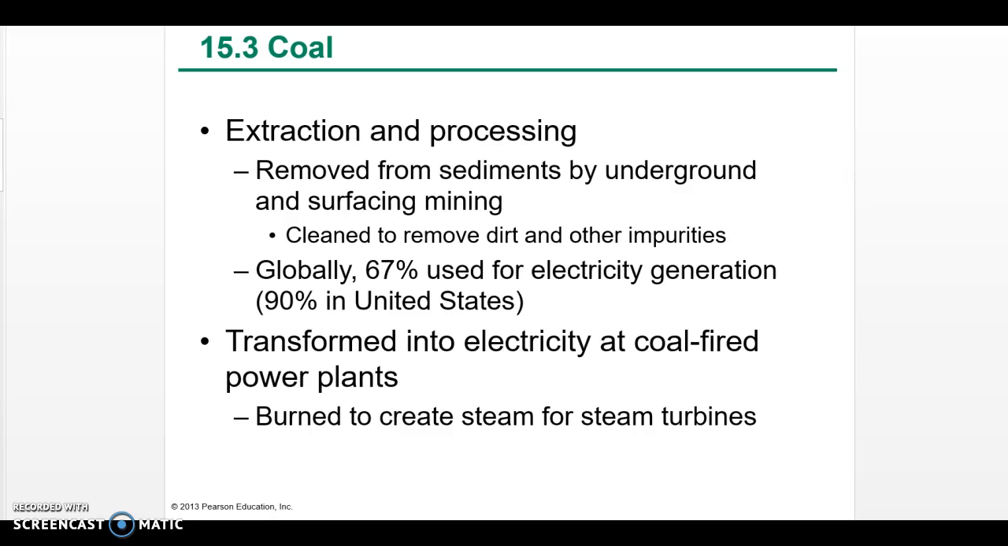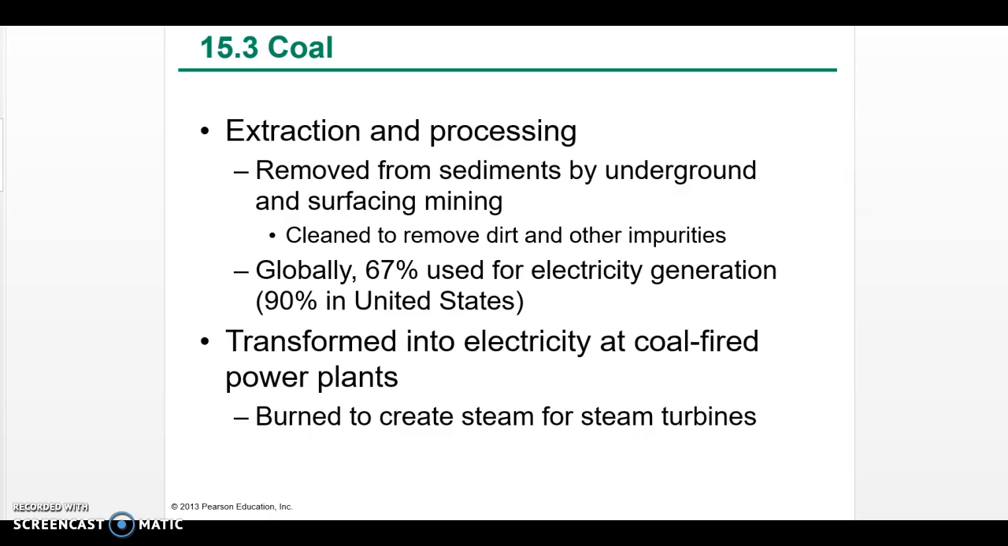It's a big problem. Globally, 60% is used for electric generation, 90% in the United States, although we're really moving away from that. We have dual plants now where we use coal and natural gas. And since natural gas extraction rates have become so high and cheaper, we've been using natural gas more than coal. And so it's transformed into electricity.